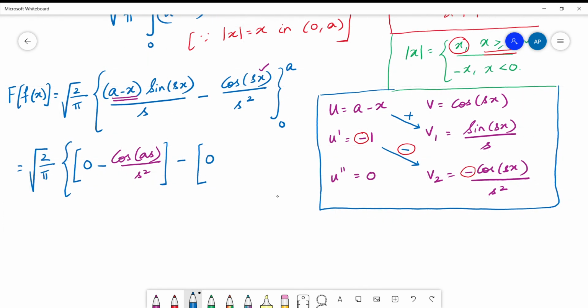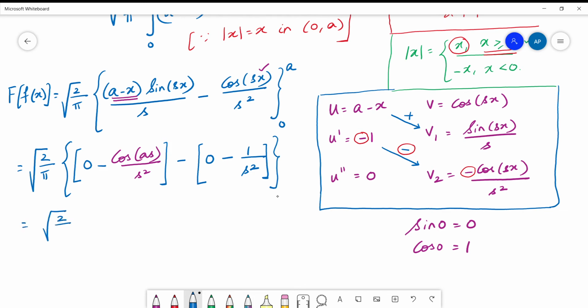Just to recall, sine 0 is 0 and cos 0 is 1. And so look at the next term I get, minus cos 0. When I am replacing x by 0, I get 1 divided by s square. So I complete the lower limit contribution. And now let me simplify this.